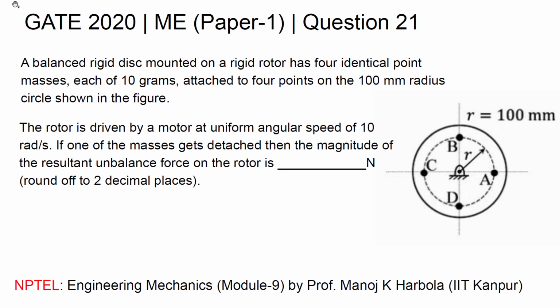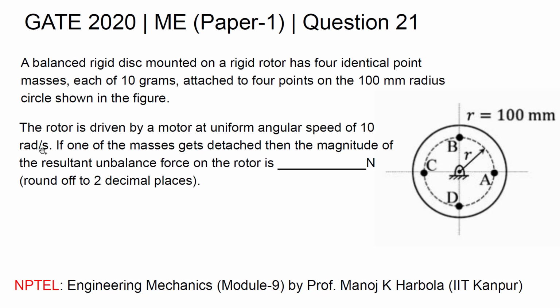Hi all. Today we'll discuss question number 21 from GATE 2020 first paper. Here you are given a balanced rigid disk mounted on a rigid rotor. This is the system, and it is given that all these 4 point masses, A, B, C, D, have similar properties, that is weight and distance from the center of this system. It's also given that the rotor is rotating at 10 radian per second.